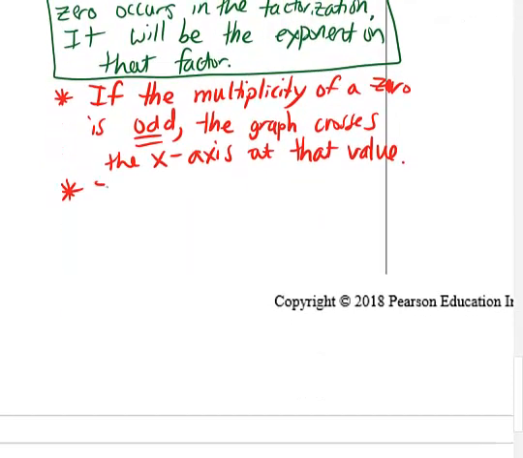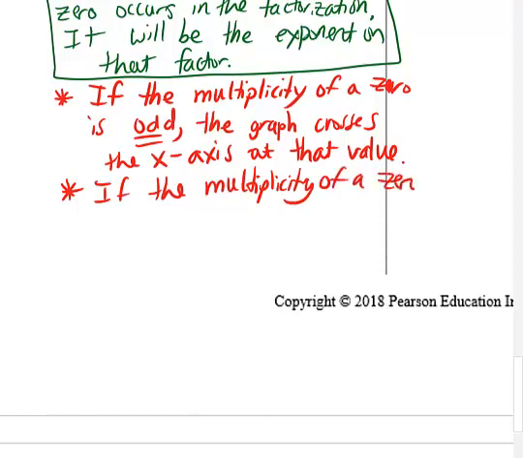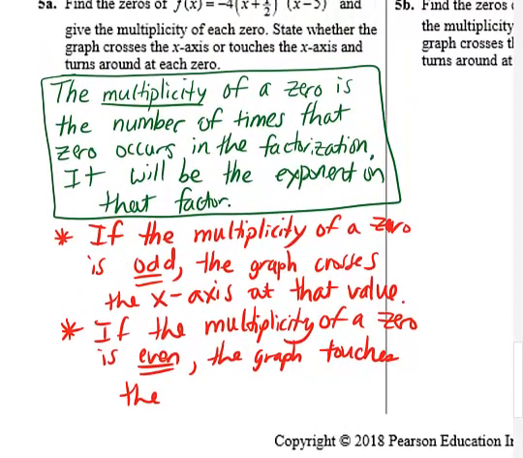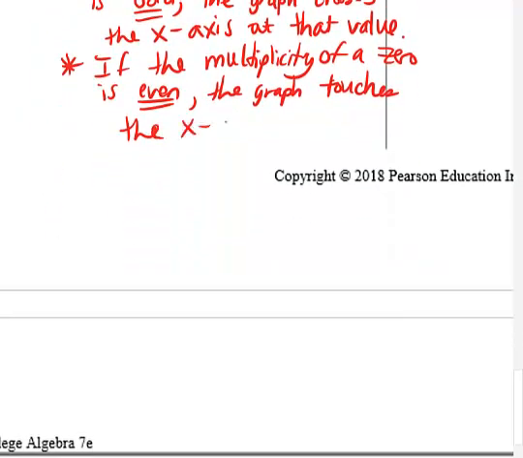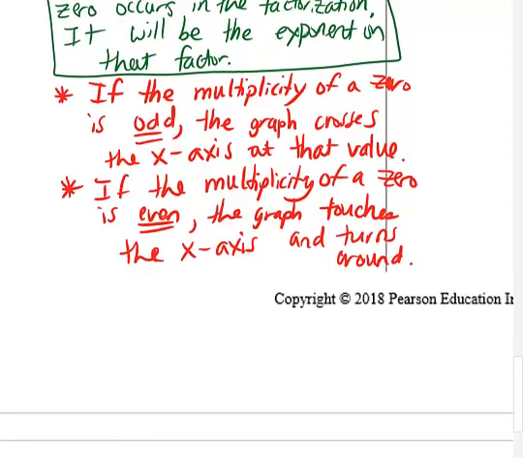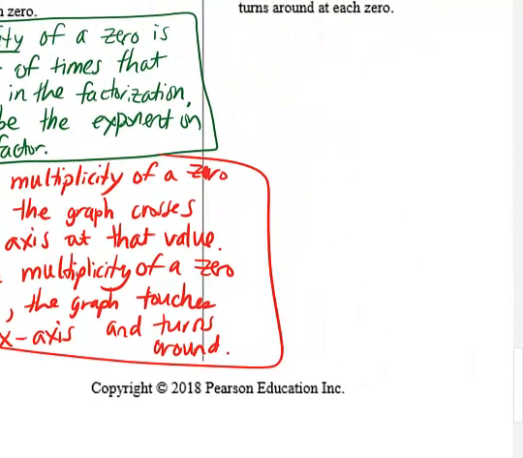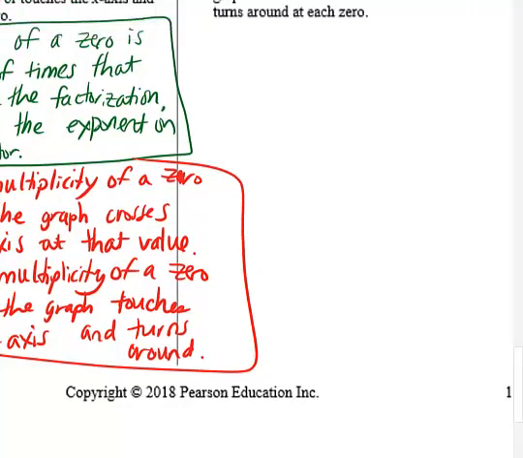If the multiplicity of a zero is even, the graph touches the x-axis. That's how they phrase it, right? Touches the x-axis and turns around. That's what they say. Sorry, this is taking up so much room. So maybe we could draw a picture of that. I'm going to take up a little room on the next example, but we'll make up for it.